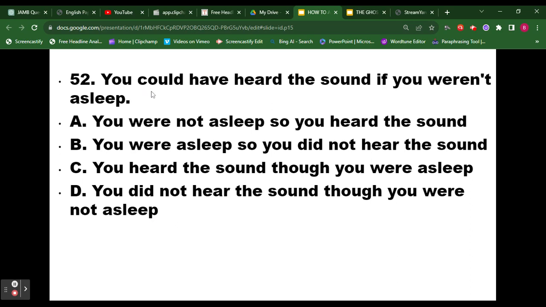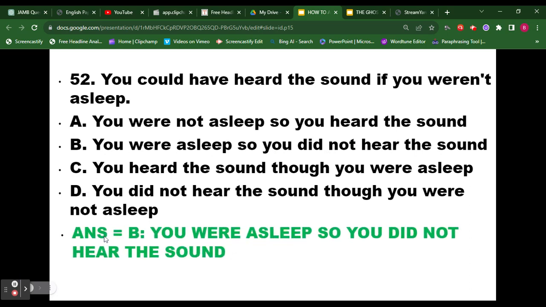Again, you look at the sentence once again. You could have heard the sound if you weren't asleep. These words refer to someone who was asleep and could not hear the sound. And so you could have heard the sound if you weren't asleep. And then we look at the options. You were not asleep, so you heard the sound. That's not true. B, you were asleep, so you did not hear the sound. That is correct. That is the appropriate option. So the answer is B, you were asleep, so you did not hear the sound.